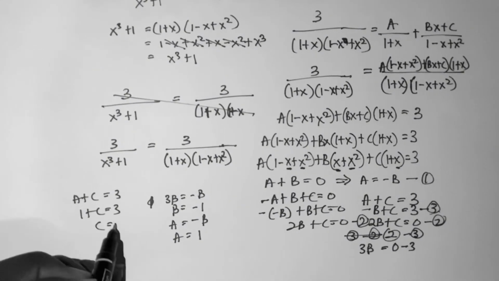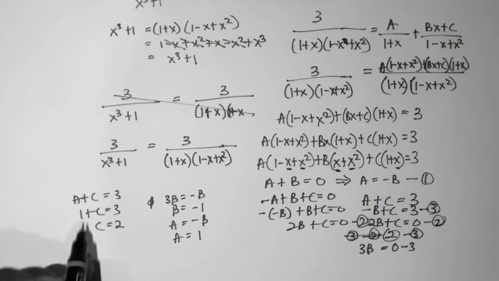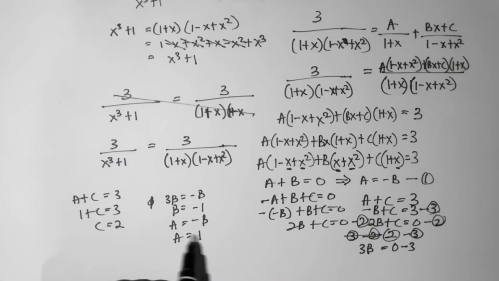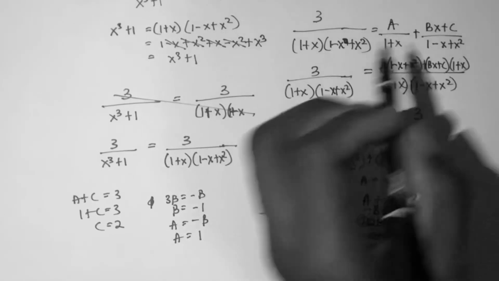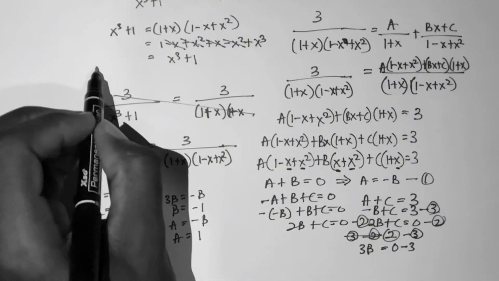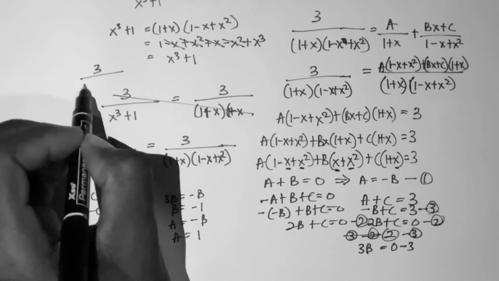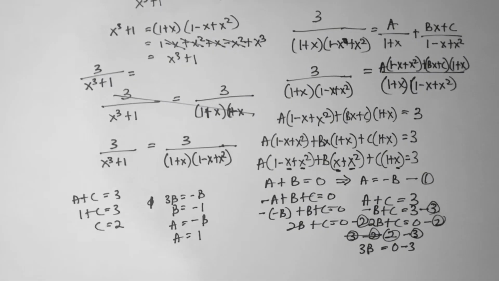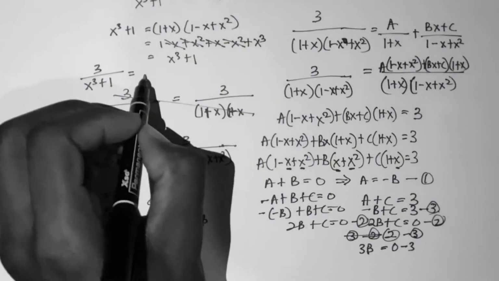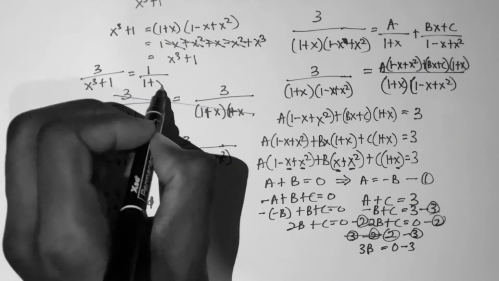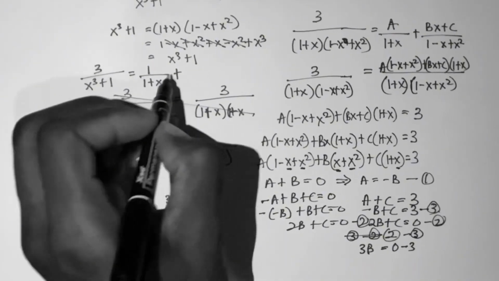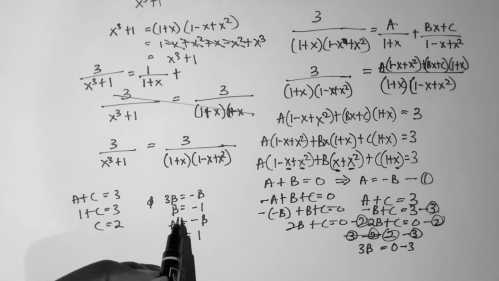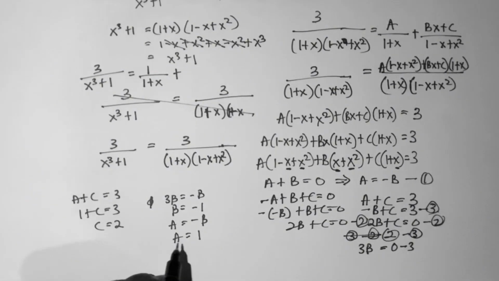And therefore C is equal to 2. So A is equal to 1, B is minus 1, and C is 2. So in terms of partial fractions, let me write it here: 3 divided by x cubed plus 1 is equal to A. We got A as 1, so 1 divided by 1 plus x, then plus Bx. B is minus 1, and then C is 2.